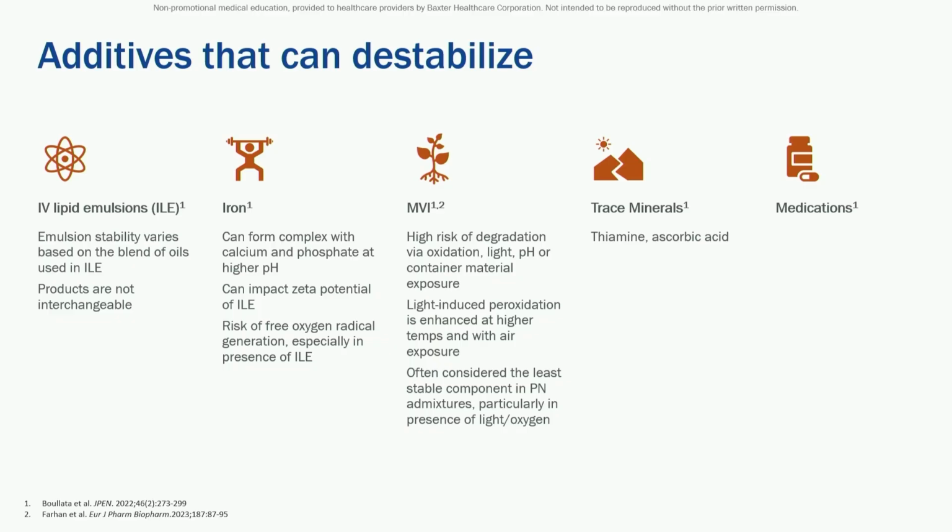definitely can impact both your calcium and your phosphate ratios, and then also can impact the zeta potential of your IV lipid emulsions. Multivitamin is generally thought to be one of probably the least stable items in a PN, and this can be oxidized, it can be affected by light, it can be affected by pH, you name it, your multivite's probably going to degrade. Trace minerals and medications are two other things that as you add them to your PN, you can see a lot of issues occur.